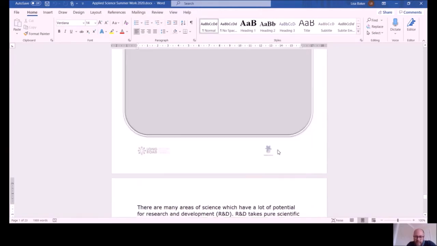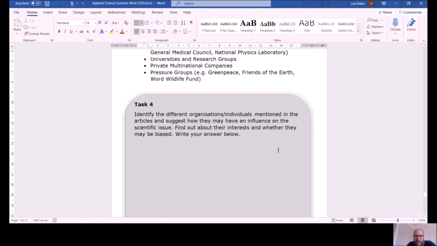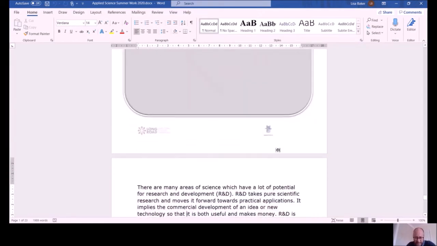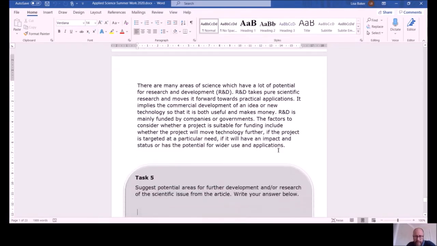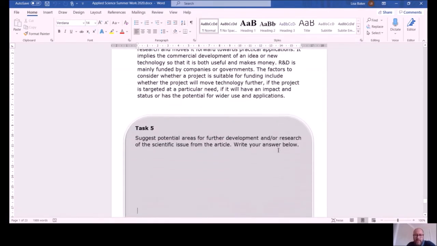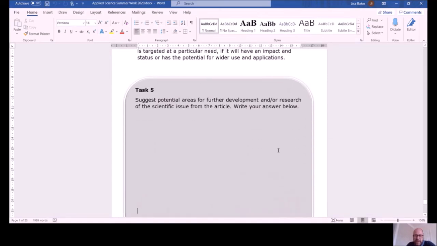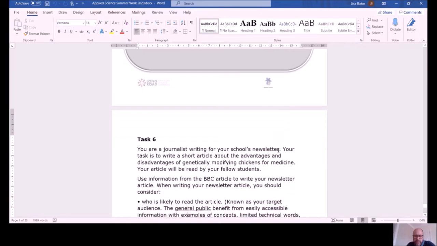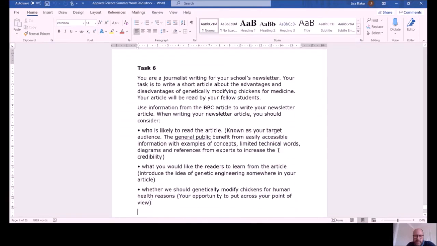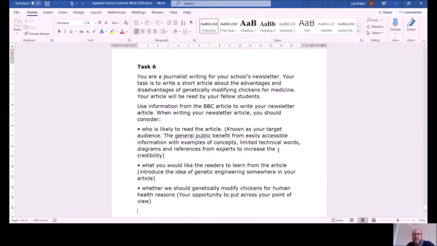And I'd like you to consider the people or organisations within the article and what influence they have. Are they somebody who will have a bias towards a particular slant of the article, or will they be very neutral in the way that they come across? So that's your job to find out what their influence is. Next one is to come up with what areas for future development or further research are needed to back up this article.